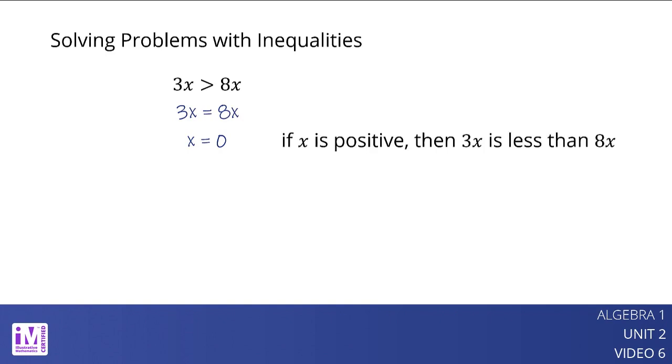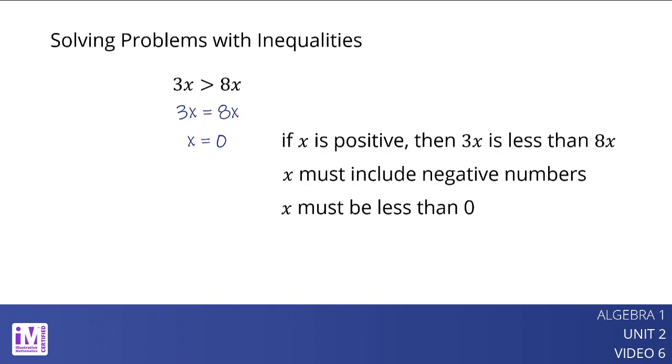If x is a positive value, then 3x would be less than 8x. For 3x to be greater than 8x, x must include negative numbers. For the solutions to include negative values, they must be less than 0. So the solution set would be x is less than 0.